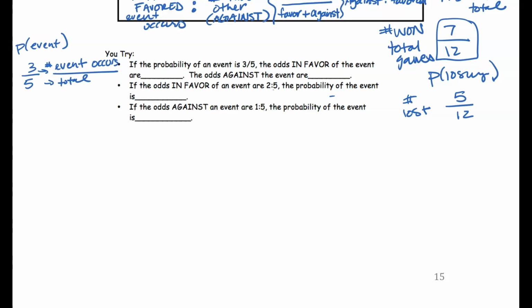So the odds in favor of the event, so if it's in favor of the event, then we're going to write the event and then not event. So if the event occurred 3 times, then we write 3, and if we know the total is 5, that means there's got to be 2 events that were not the event, if that makes sense. So 3 plus 2 is 5, so they're the other events that we're missing. The odds against the event happening are going to be 2 colon 3, because 3 is the number of times the event occurred, and 2 is the number of times that the event did not occur.